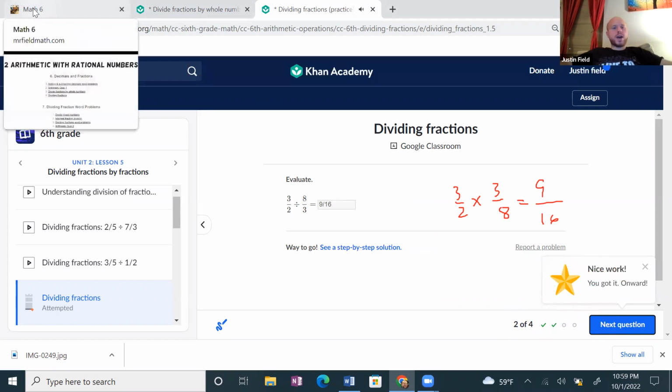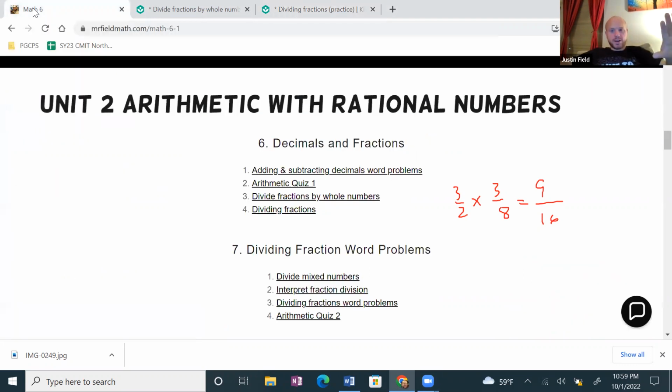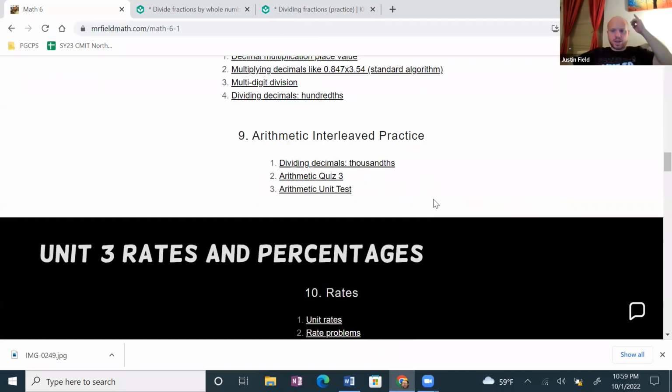So not too bad. Make sure you don't use a calculator. If you have a calculator, if you've used it this year, stop, because Math 6 is not about learning how to use a calculator. It's about learning how to do the math in your head. Okay, trust me. And so I hope that was helpful.